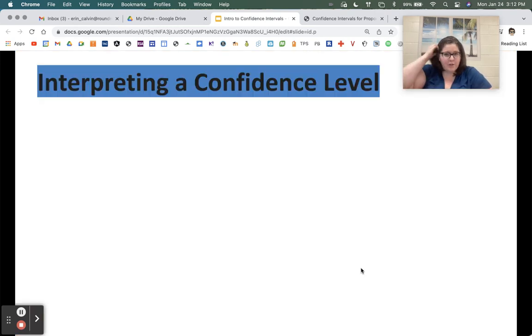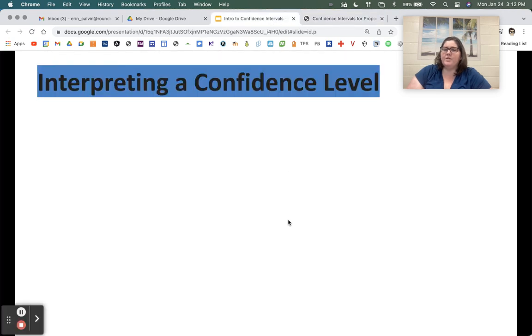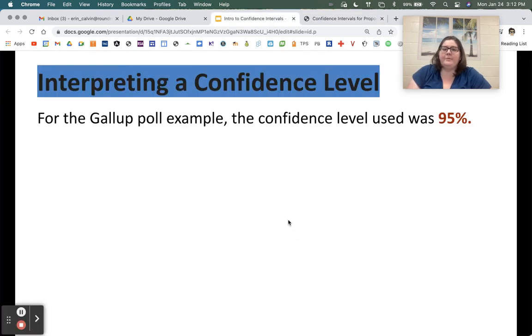The last thing I'm going to show you, and it's something that we'll talk about more in class, had to do with something we noticed here when I changed that confidence level. So interpreting a confidence level. So for the Gallup poll example, the confidence level used was 95%. And I mentioned that that had to do with I'm going out about 2 standard deviations either way from my point estimate. That's the amount I'm going, and it's 95% confidence.